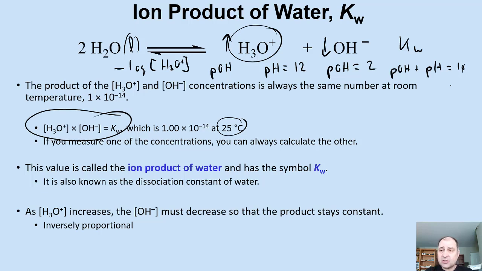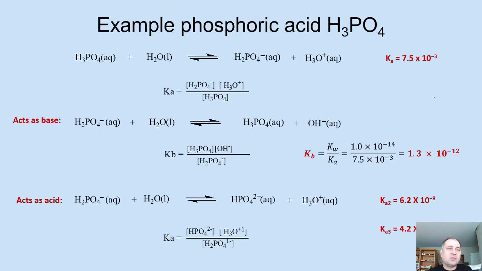There's another relationship between the Ka and the Kb and Kw, right? So the Ka times the Kb is always going to be equal to the Kw. Now that's specific for unique acids, right? So that's not interchangeable. But if we go back to the phosphoric acid example, right?